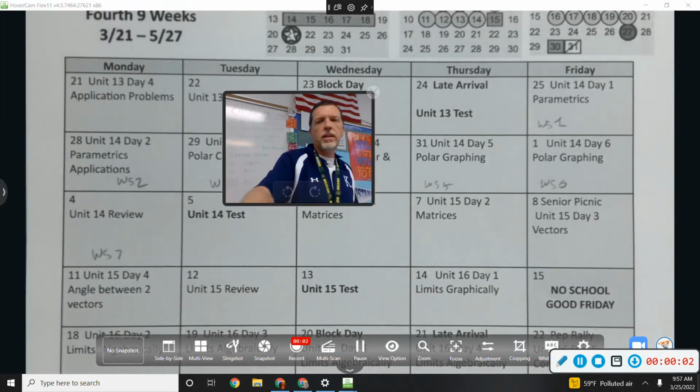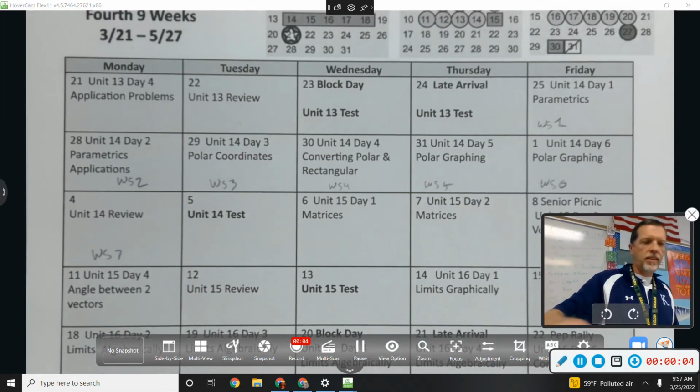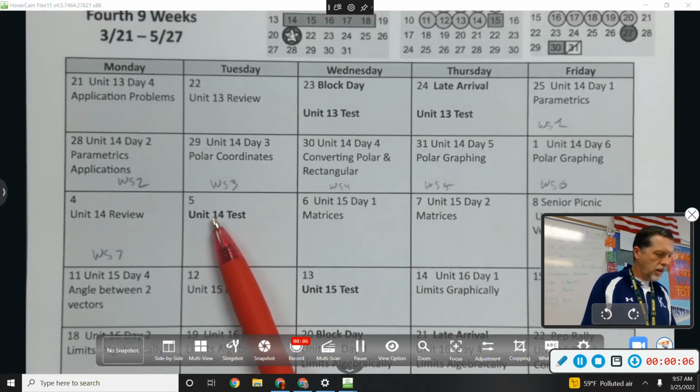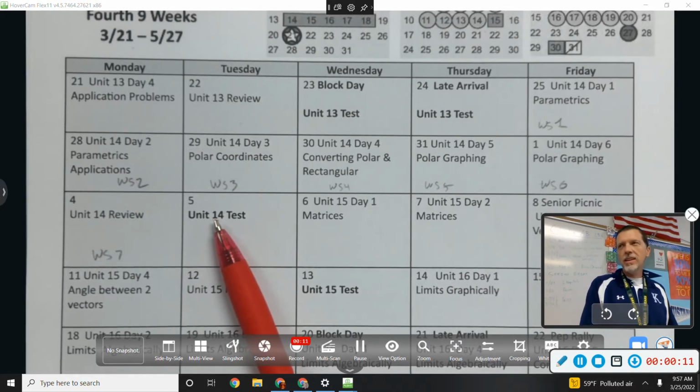Looking ahead, our next test is in a week and a half or so, April. Goodness, we are on the doorstep of April already. It's crazy.